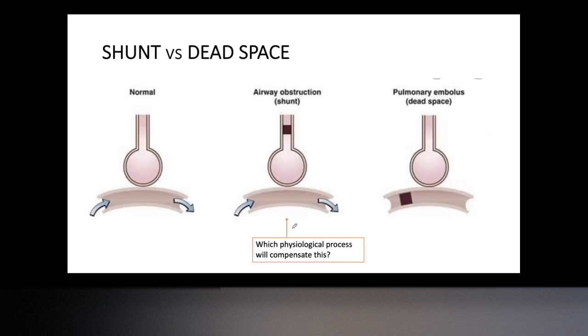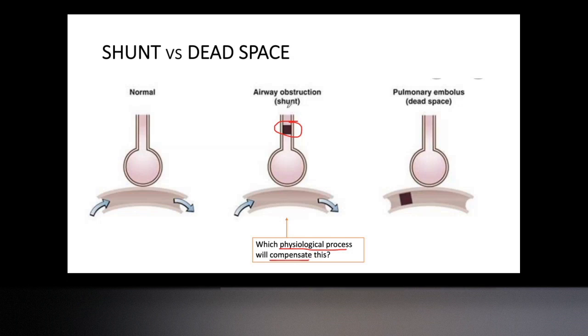Shunt versus dead space. We explained this. Okay, so which physiological process will compensate if a shunt happens? If you block the alveoli, do you know which physiological process will try to compensate for this, for your ventilation? There is active and passive. Do you know any active process? Like to breathe more? Okay.